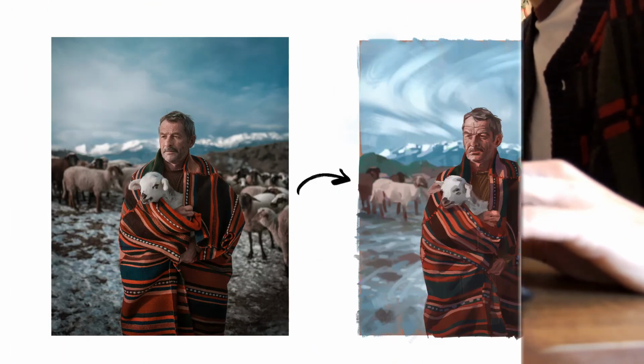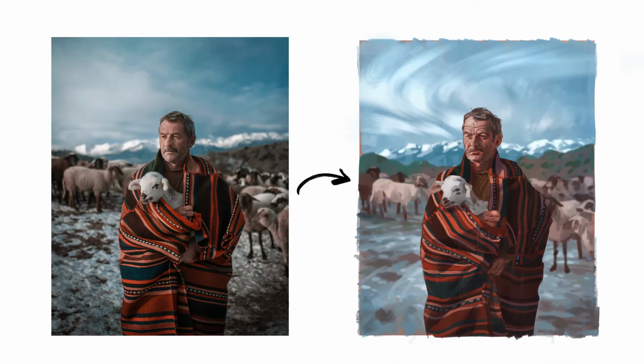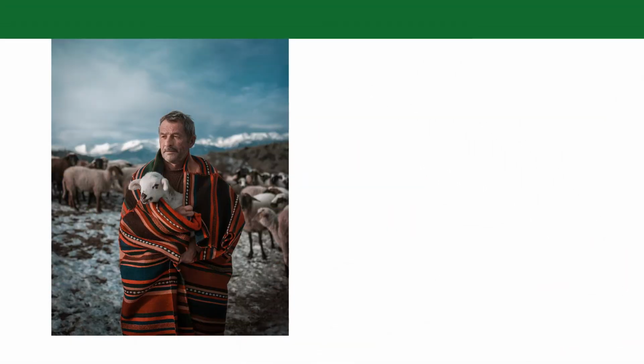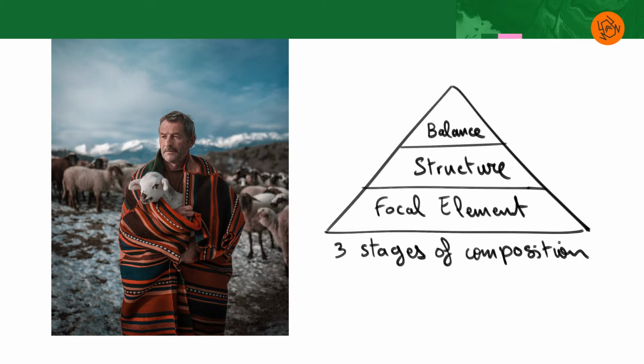In this video, we are going to see how to build a digital painting from a photography. And I'll show you some basic composition rules, so you can understand what makes it work. Let's begin. If you want to get great results in your artwork, you need to understand the 3 stages of composition: focal element, structure, and balance.